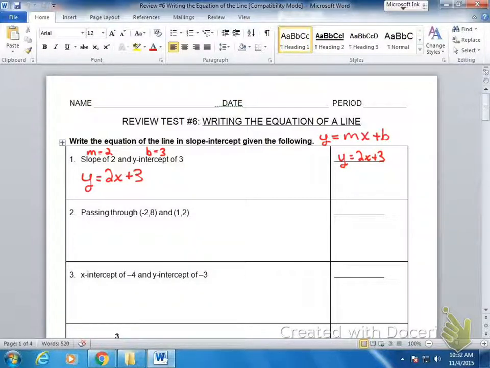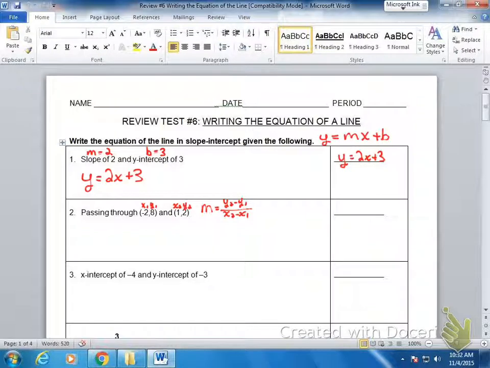So let's look at the next one. It's a little bit more involved. It says we want the equation of a line passing through the points (-2, 8) and (1, 2). So I'm going to go ahead and write that I have an x1 and a y1 and an x2 and a y2, okay? Because I need to find the slope. The slope formula is y2 minus y1 over x2 minus x1. So the first thing we have to do, guys, is find the slope.